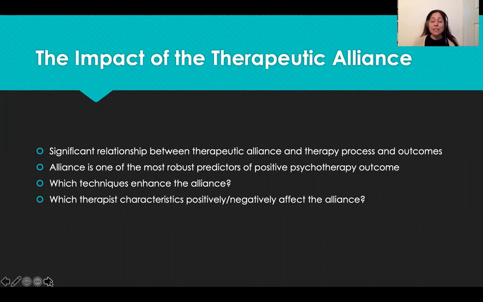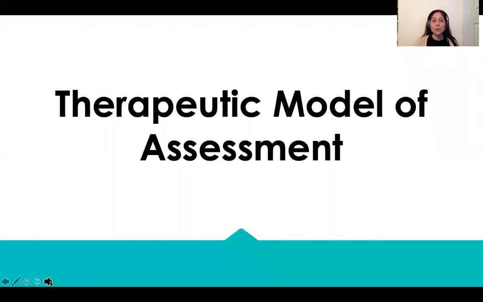Because of this, we're going to be spending some time in this lecture discussing the research on the relationship between therapist attributes, characteristics, and strategies, and the building of the therapeutic alliance. We'll start with some techniques that have been found to significantly enhance the alliance during the initial phase of therapy, and then we'll move on to some specific strategies that you can utilize to help impact the alliance positively throughout the remainder of therapy. So first, we're going to discuss the therapeutic model of assessment, which describes three overarching principles that can support alliance building during the assessment period.